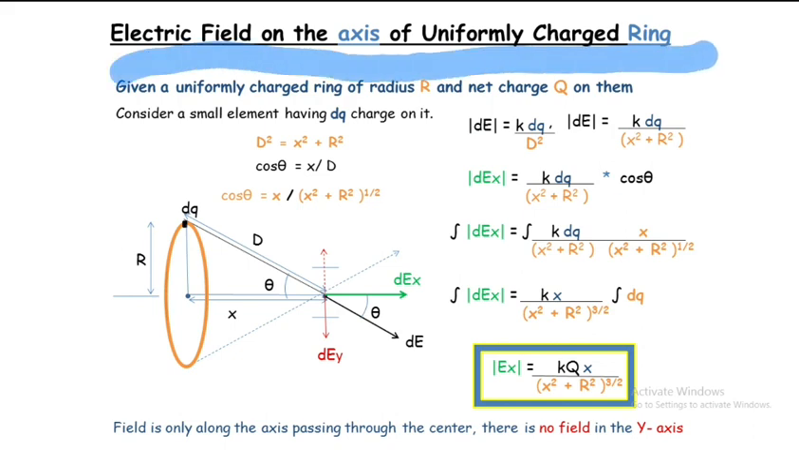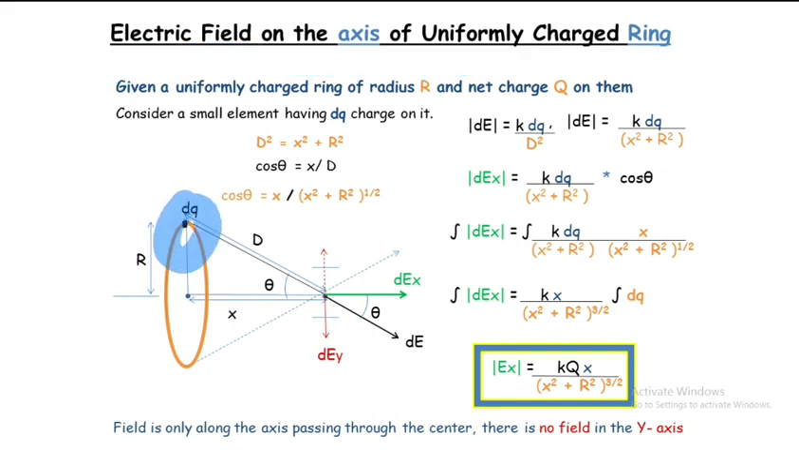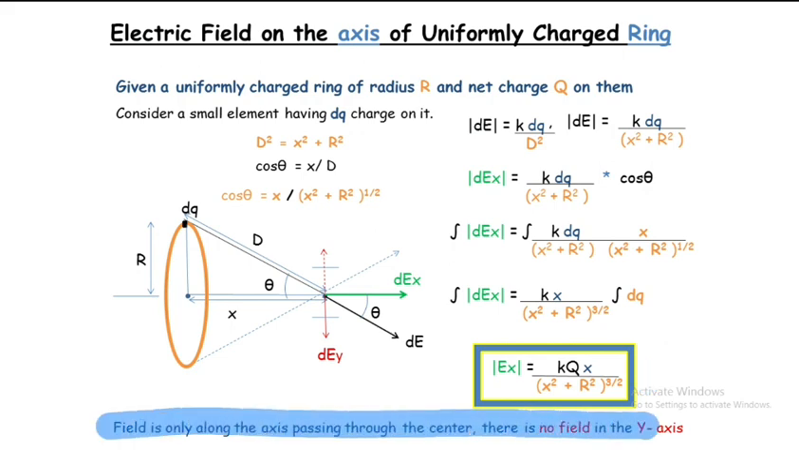In order to find electric field, we chose a small element having charge dq on it, and due to this dq, electric field will be in this direction. It has two components, dEx and dEy. The dEy get cancelled out, but the dEx get added up, and we end up with an equation Ex = kqx / (x² + r²)^(3/2). Field is only along the axis passing through the center. There is no field in the y-axis.